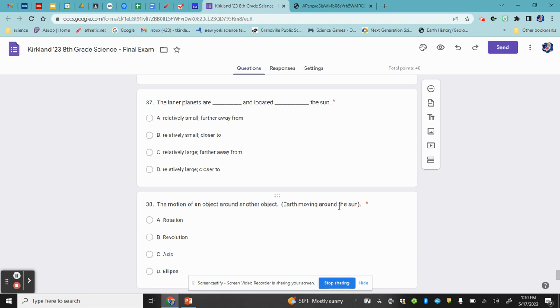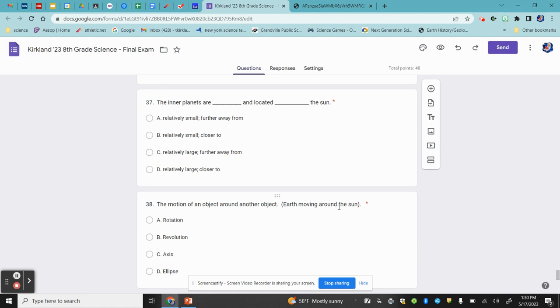37. The inner planets are blank and located blank the sun. A. Relatively small, further away from, B. Relatively small, closer to, C. Relatively large, further away from, D. Relatively large, closer to.